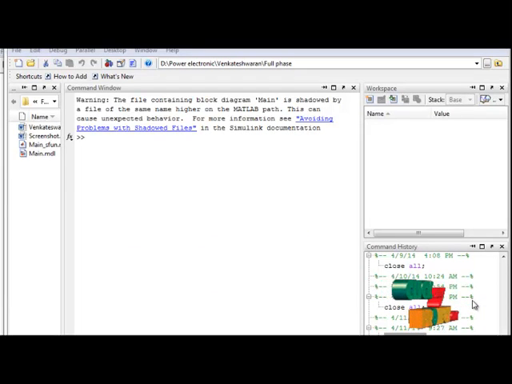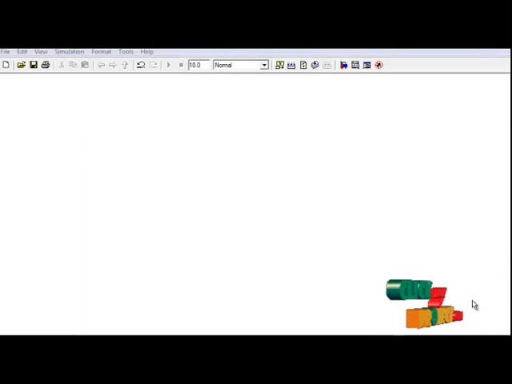Now we are going to see the implementation work of this process. This is the MATLAB command window. For this process, version 7.9 is used.